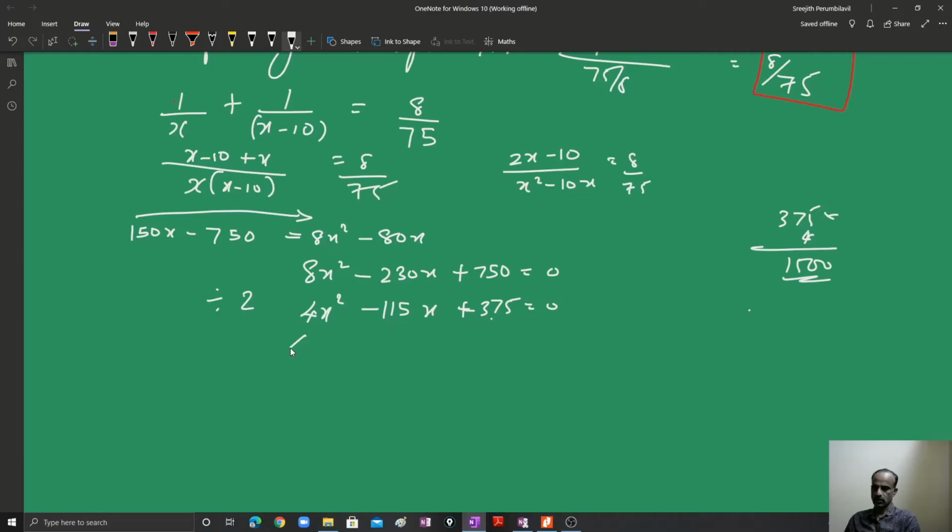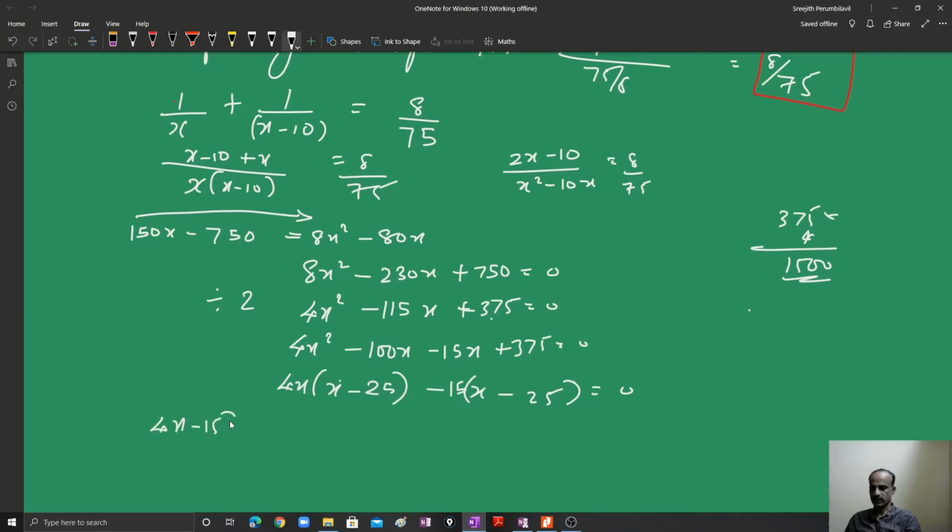So this is plus. Why can't we try this? 4x² − 100x − 15x + 375 = 0. Product is 1500. 4x into (x − 25). I already told you in the beginning, just write this bracket blindly, (x − 25). 15 into 25 is 375. Yes. So we will take 15 outside. So we have (4x − 15)(x − 25) = 0.